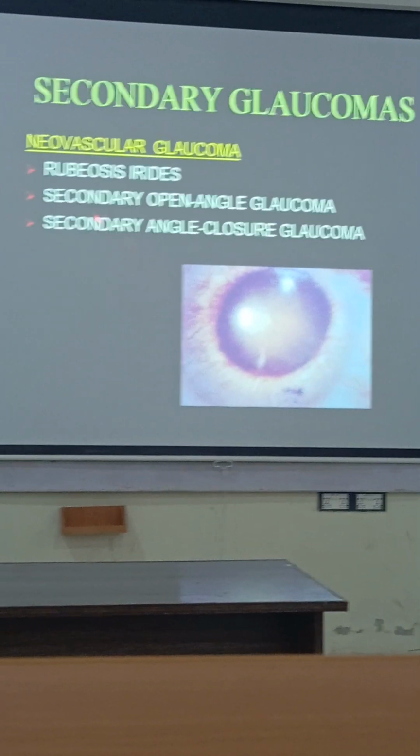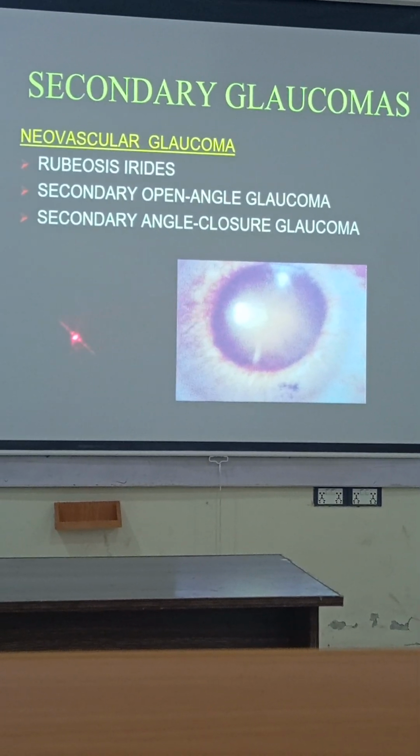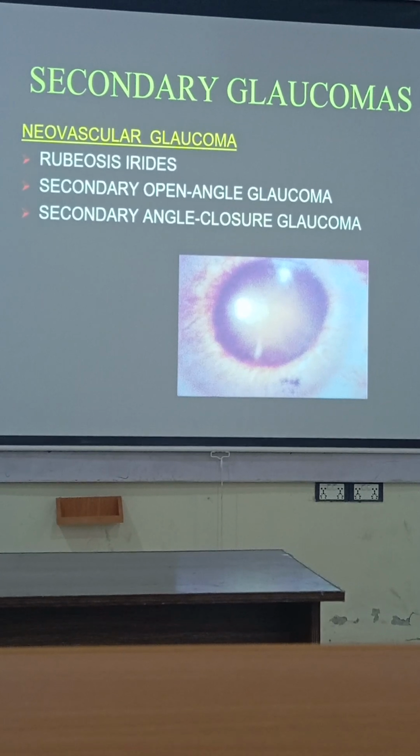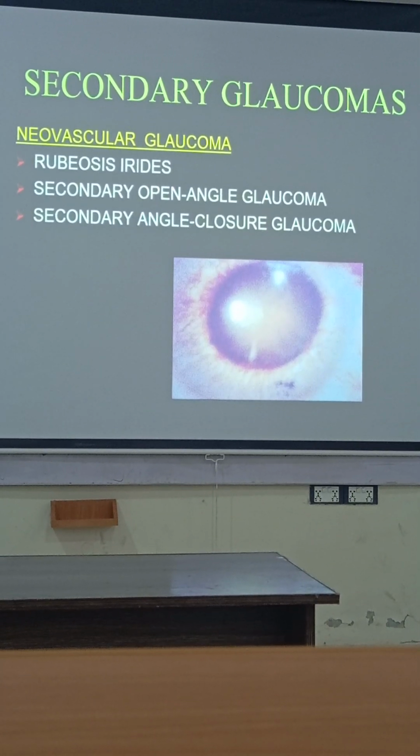And when the new vessels are present on the iris, it is called rubeosis iridis. Rubeosis for blood vessel and iridis for iris. So this is rubeosis iridis. These blood vessels may go and they can also lie over the angle of the eye.